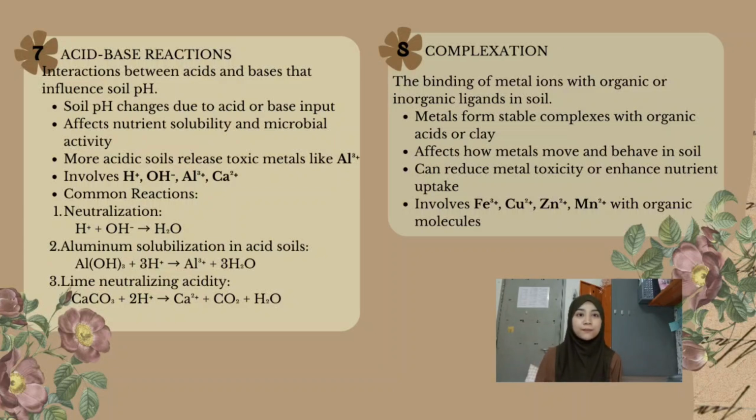This complexation can protect metals from precipitation or immobilization and influence their transport through the soil. For example, iron can bind to an organic acid and stay soluble even in conditions where it would normally precipitate. Complexation reduces the toxicity of some metals while enhancing the mobility and bioavailability of others. It plays an important role in micronutrient management and the behavior of pollutants in contaminated soils.